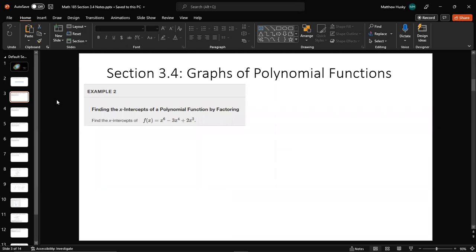So for this first example that they give us, they say find the x-intercepts of x to the sixth minus 3x to the fourth plus 2x squared.